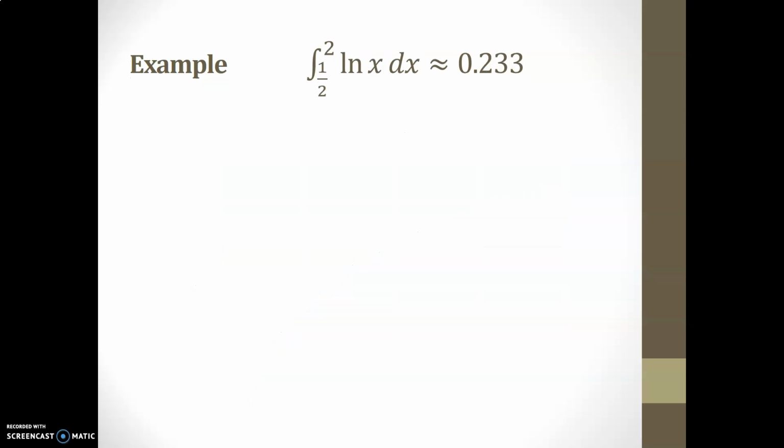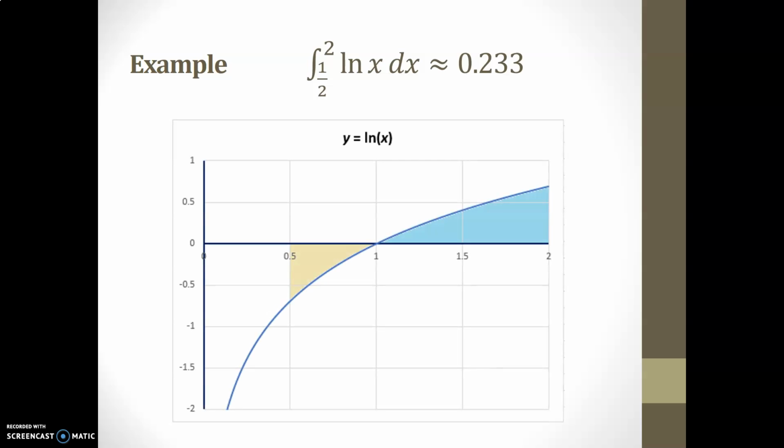If the integral had as its bounds 1/2 and 2, then the outcome would have been roughly 0.233, which is actually the difference, or the net result, between the area under the axis left of 1 and the area above the x-axis to the right of 1. It's actually the difference between 0.386 and 0.153. That would be the net area.